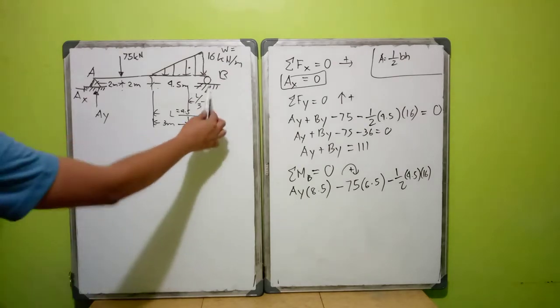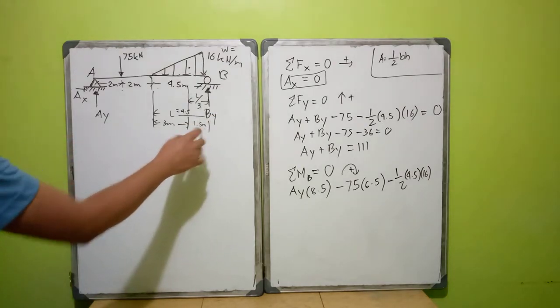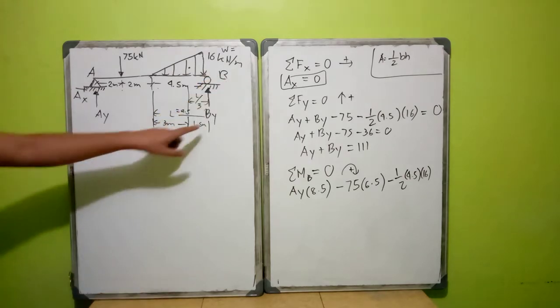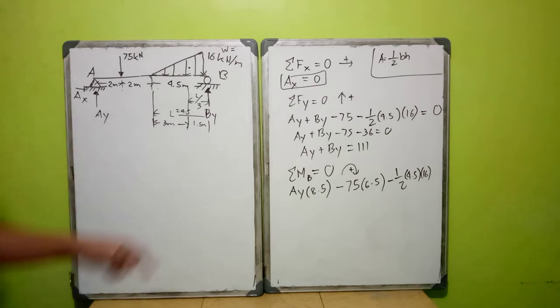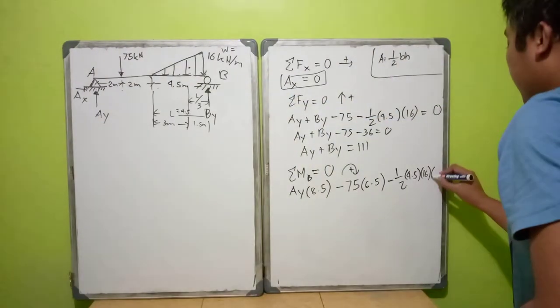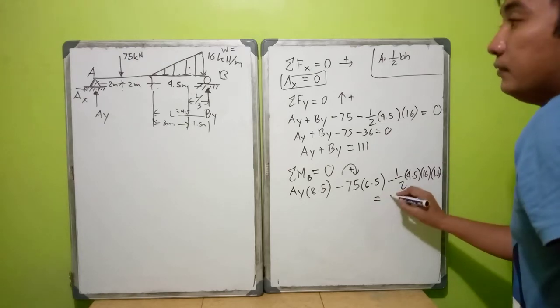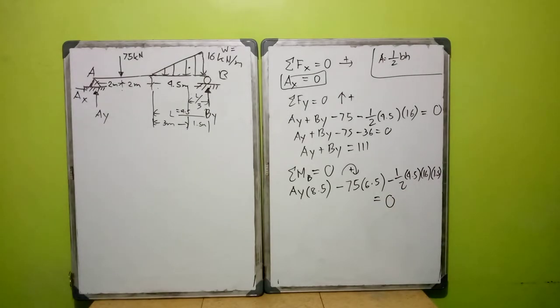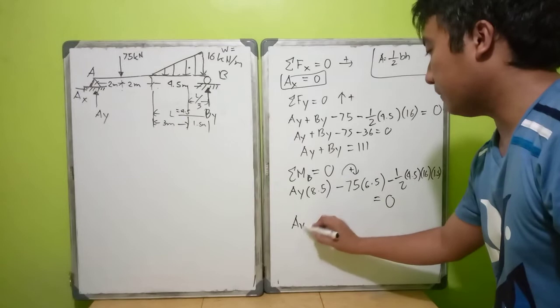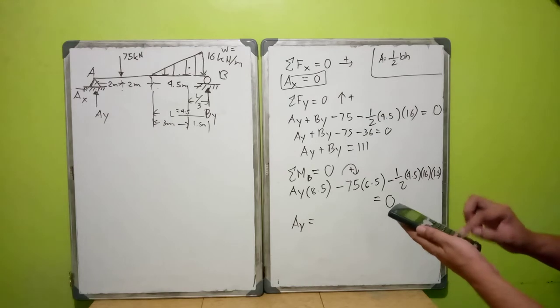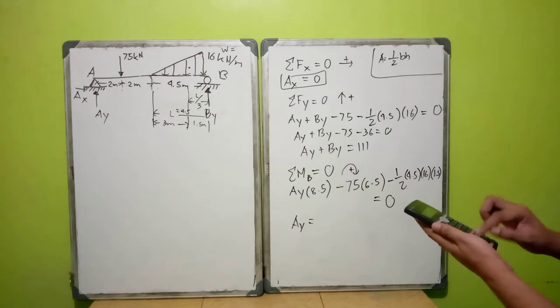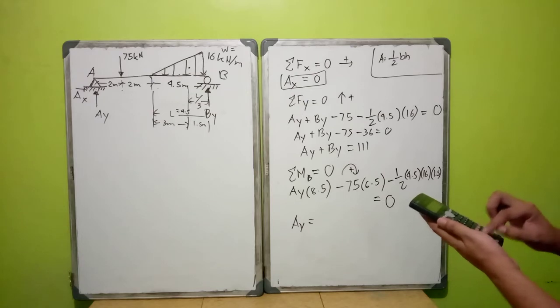Okay, so relative to B, the direction of your BY relative to B is 1.5. So we multiply it by 1.5, equal to 0. Okay, so that is how it is. So we can now compute your AY. So AY is 7.5 times 6.5 plus 0.5 times 4.5 times 16 times 1.5 divided by 8.5.